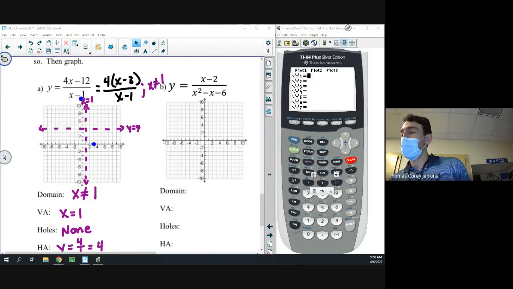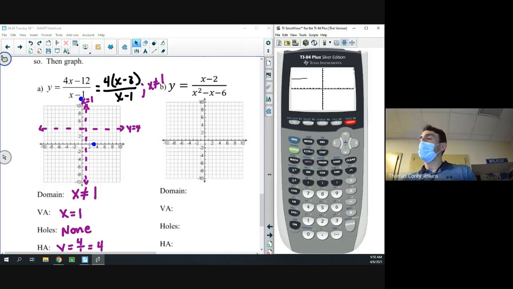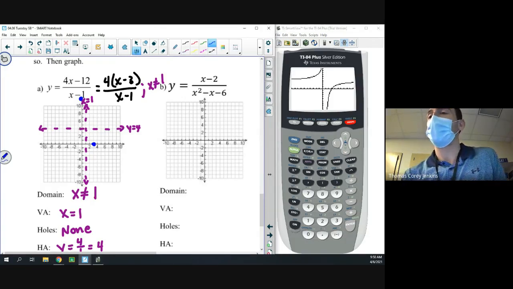So I'm going to do parentheses 4x minus 12, just to save time. I could do it factored too, but just save a little bit of time. And then over x minus 1, you do need to group that in parentheses for your calculator. Now we can get a visual of what the rest looks like. Okay, so from there we can just use our guideposts and fill in the rest.